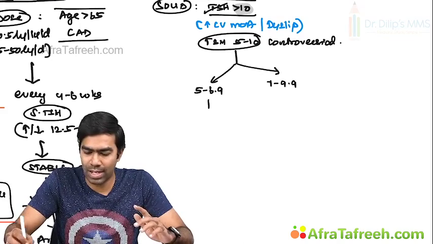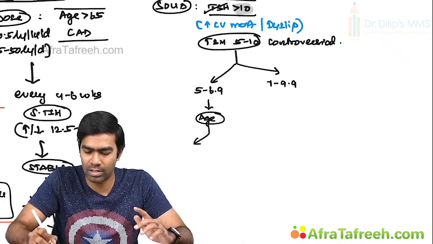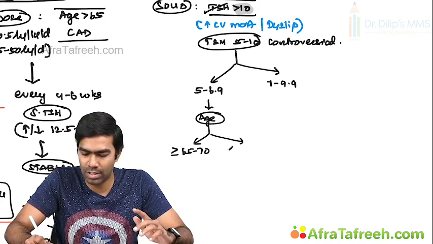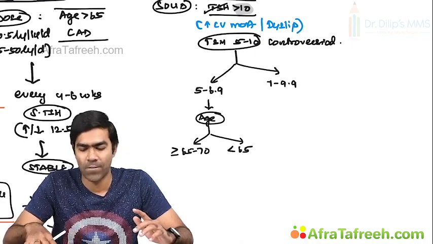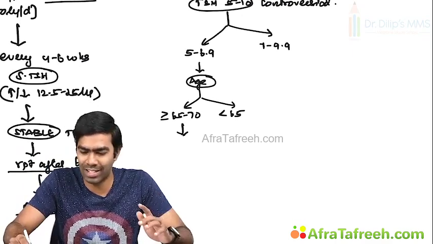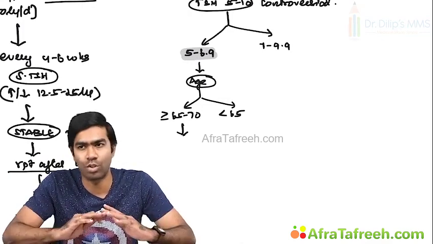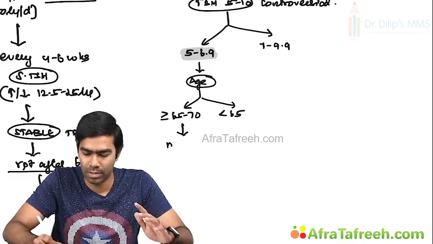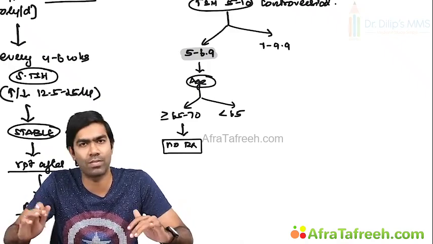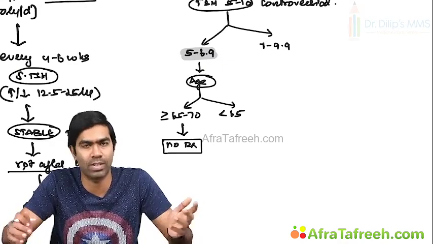Remember, for 5 to 6.9, you have to see the age of the patient. In both these situations, you have to see the age of the patient: age more than 65 to 70, or age less than 65 years. Remember, those patients with age more than 65 to 70, this range of TSH, 5 to 6.9, could be just physiological. So no need to treat them. No treatment, just leave them, because it could be just a physiological elevation of TSH. So you are confusing it with hypothyroidism. So don't do anything, leave them.